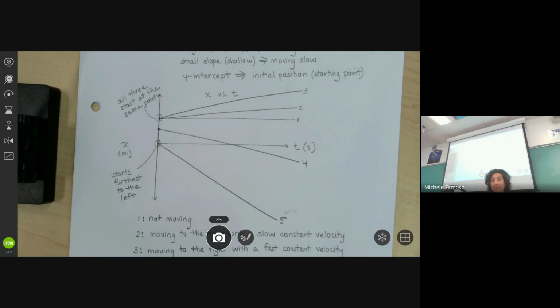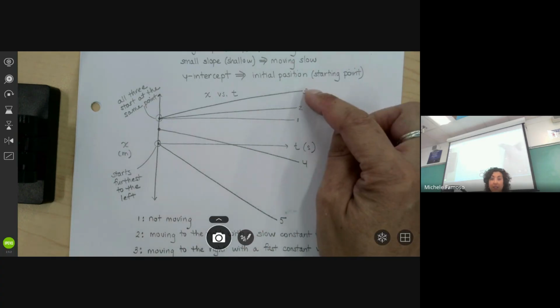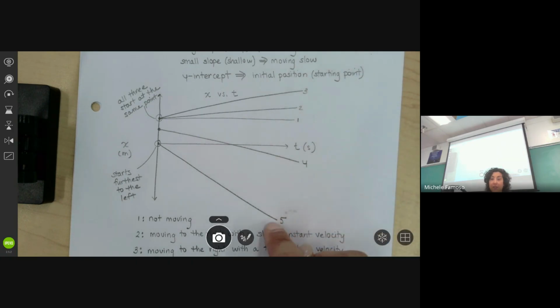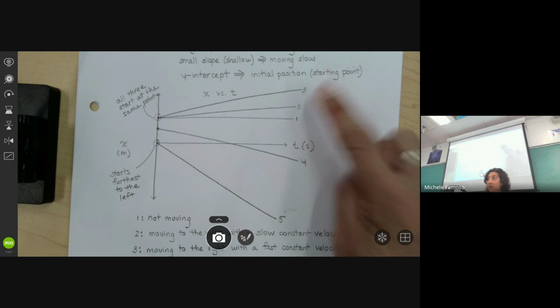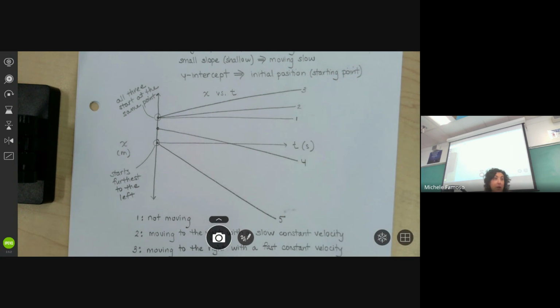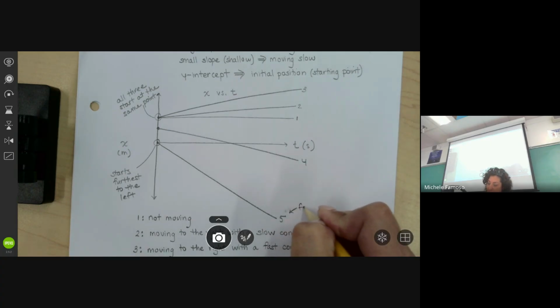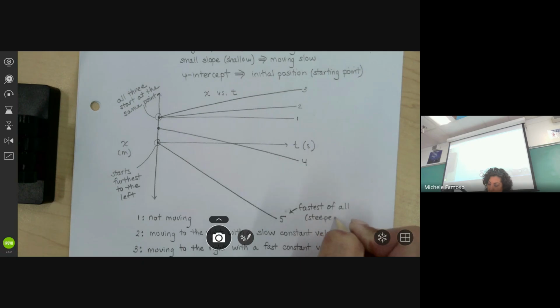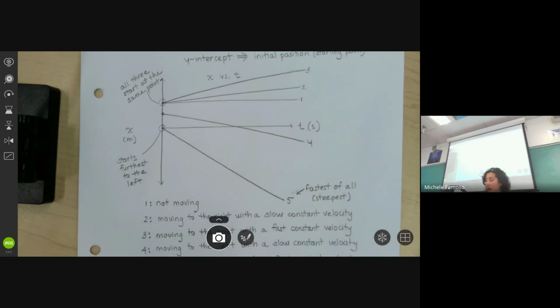Brayden? It's the steepest out of all of them. Yeah, 3 is the fastest to the right. 5 is the fastest to the left, but 5 is even going faster than 3 because it's an even steeper line. It doesn't matter if it's up or down. It's just the pitch. How close to the vertical is it? So 5 is the fastest of all because it is the steepest one on our sketches.